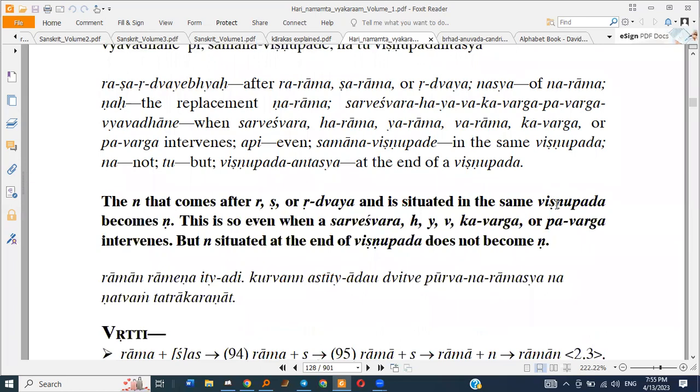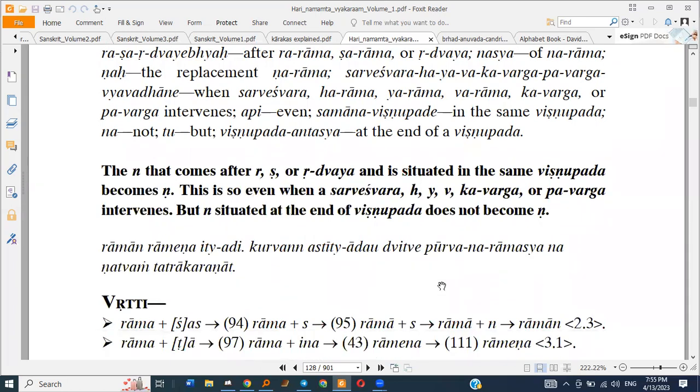The Na Rama that comes after Ra, Sha, or Ridvaya and is situated in the same Vishnupada becomes Na. This is so even when a Sarveshwara, Ya, Va, Kavarga, or Pavarga intervenes, but Na situated at the end of Vishnupada does not become Na.